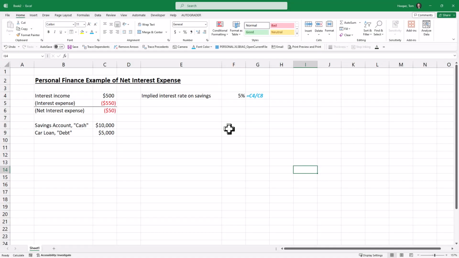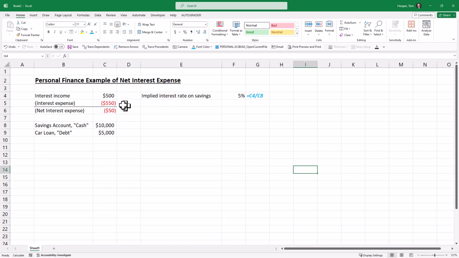In this personal finance example, I have a savings account with 10 grand in it, and over a period of time, I earned $500 in income, interest income. That means that the implied interest rate on that savings account is 5%. I get that by dividing the $500 by the 10,000. And we'll assume that's not a balance sheet snapshot. That's just the average of the balance in that account during the period in which I earned the 500.